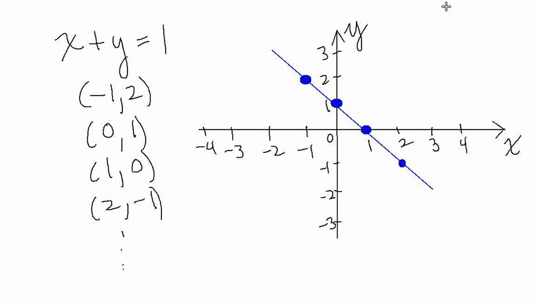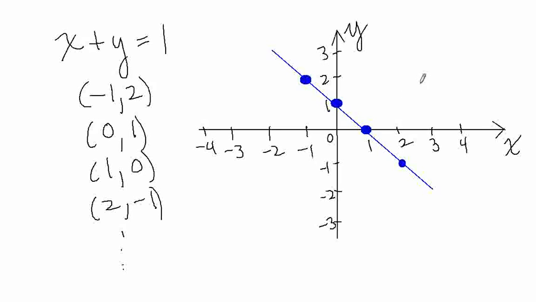Now, I located 4 points on the line. I think you would agree that if you had just 2 points, that's sufficient to identify, to define a line. So really you only need 2 points. Now, let me give you some definitions.